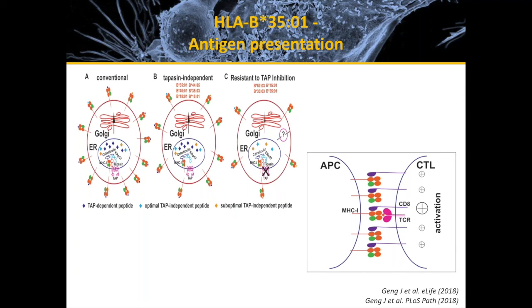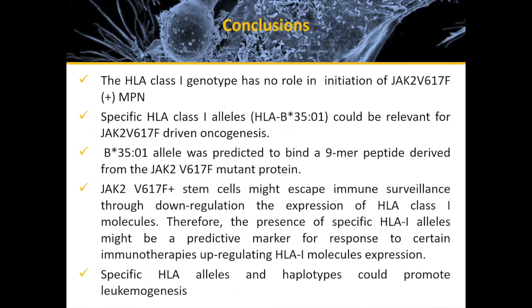And in conclusion, next slide, please. Our results showed that HLA class I genotype has no role in initiation of JAK2 V617F positive MPN. However, specific HLA class I alleles could be relevant for JAK2 V617F driven oncogenesis. For our population, we identified such an allele, B3501. However, we need to validate these data in functional assays.